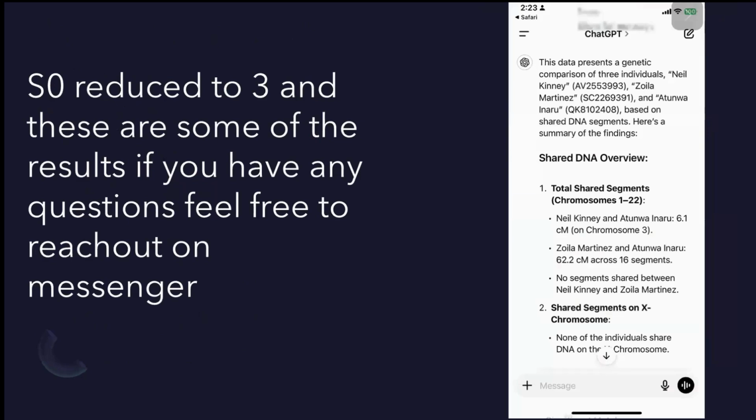So we reduce these to three Gedmatch numbers. We copy the information and we put it in. So now it's giving me the summary, in plain Jane English, of what it was that we fed it. So if you don't understand Gedmatch, ChatGPT is going to tell you in plain Jane English what it is that you're looking at.